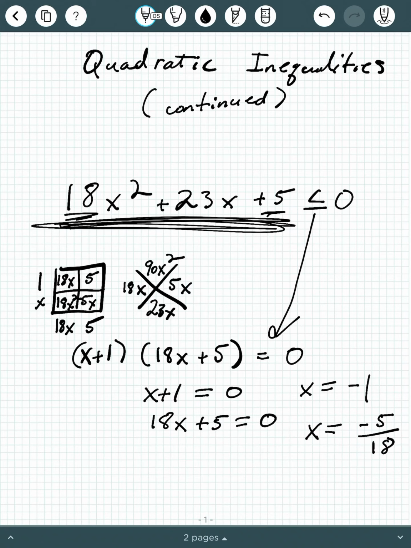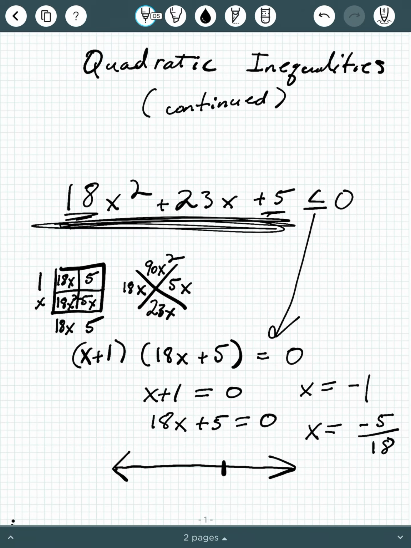If I draw my number line with a straight edge, I don't know why it's not writing. Let me try this without a straight edge. There we go.